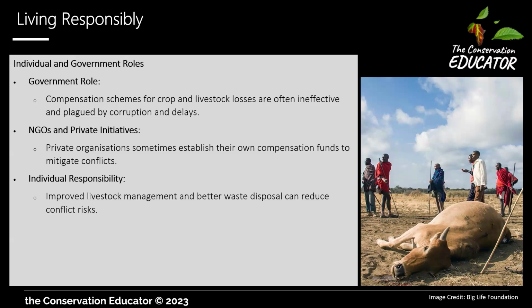Individual responsibility. This is super important. Stop using rodenticides at home. Improve livestock management. Have better waste disposal. This reduces the conflict. Remember I said we're never going to get to zero conflict.